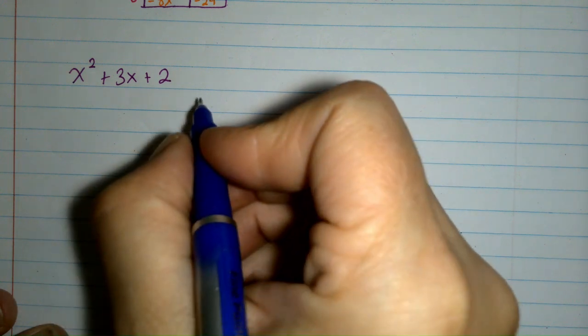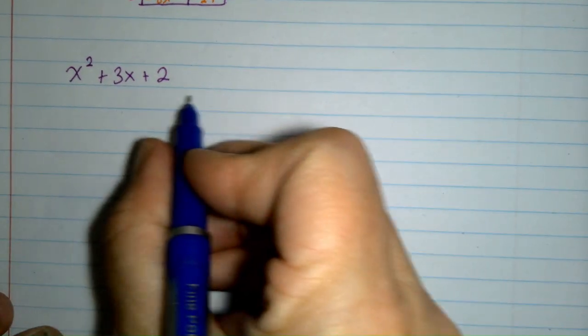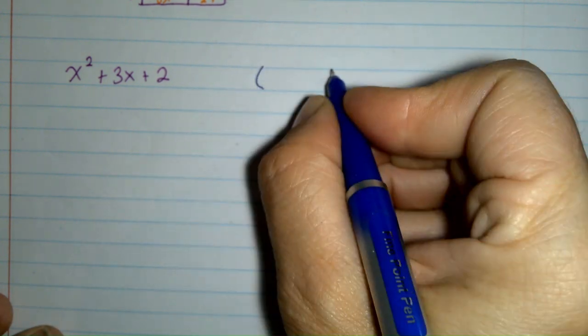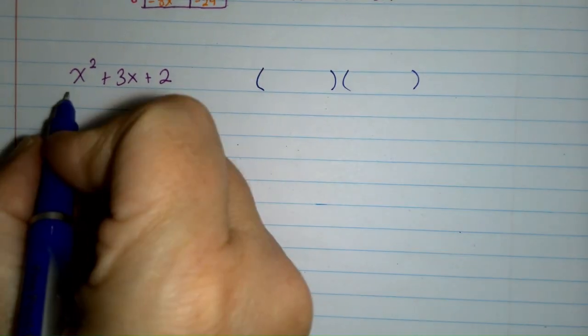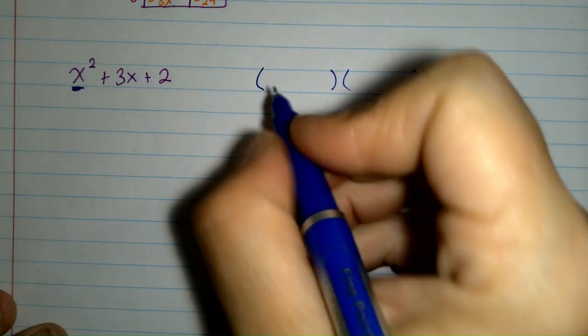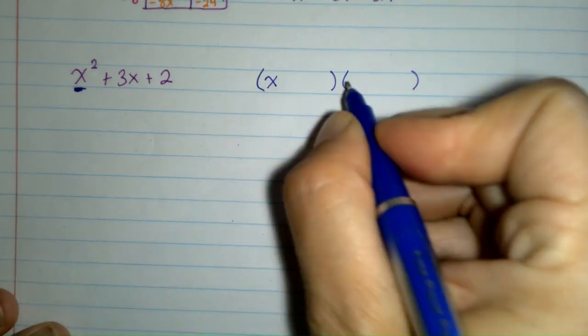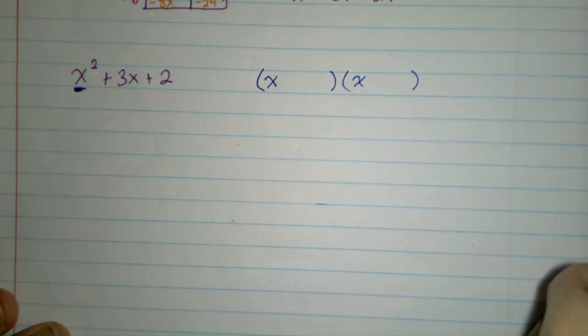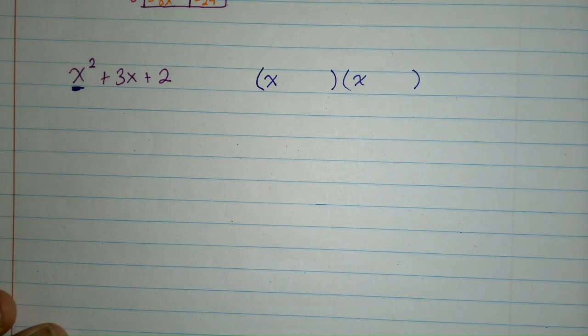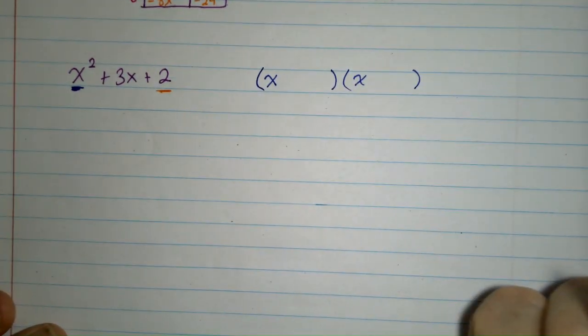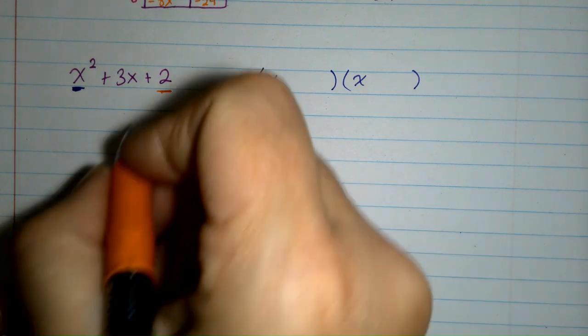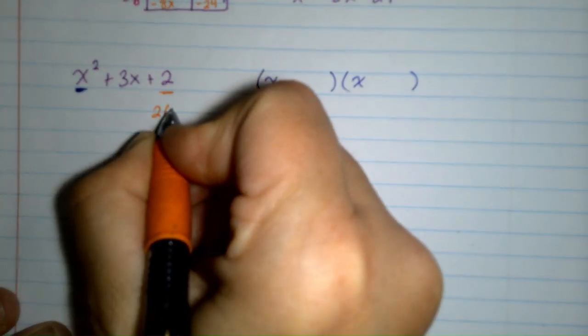So we know that we're trying to, first of all, there's no GCF, nothing in common between the 3 terms. So we're going to try to go back to a multiply problem. Because the first thing is x squared, the only way to get x squared is doing x times x. The last part is a positive 2. There are only two ways to multiply to positive 2, and that would be positive 2 times positive 1.